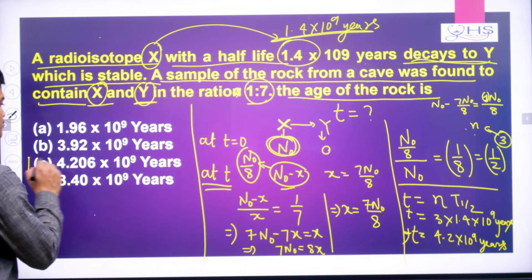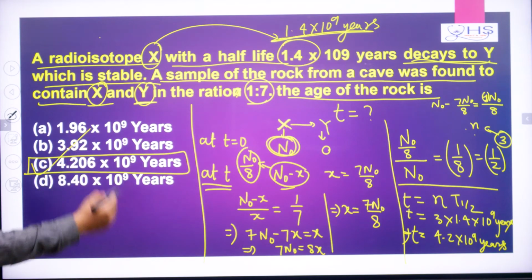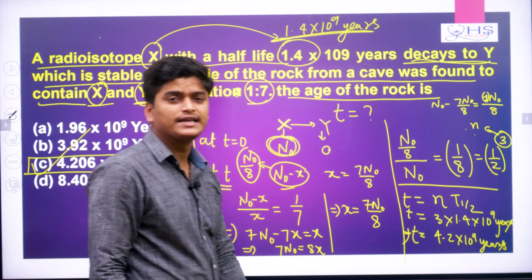So your answer is what? Option C, which is 4.2 into 10 to the power 9 years.